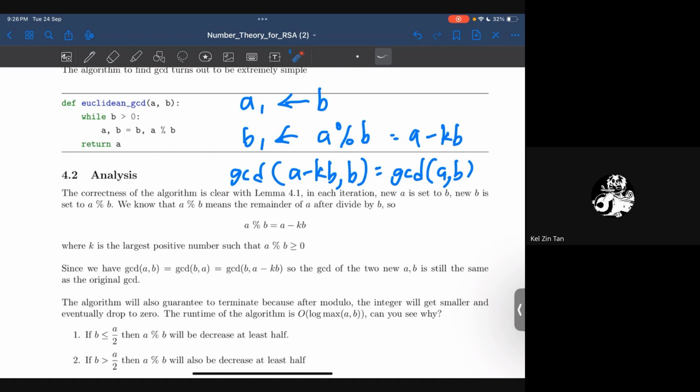Now, that is nice, but we need to prove that this algorithm will terminate. Because what if B never gets to 0? If B never gets to 0, then this will become an infinite loop. So we need to check that the algorithm terminates.